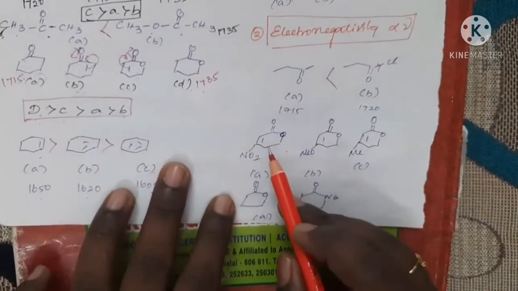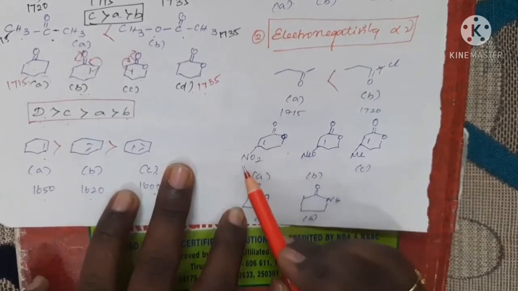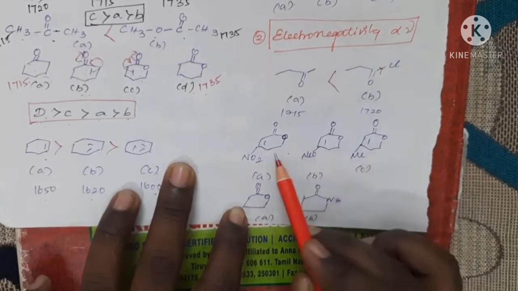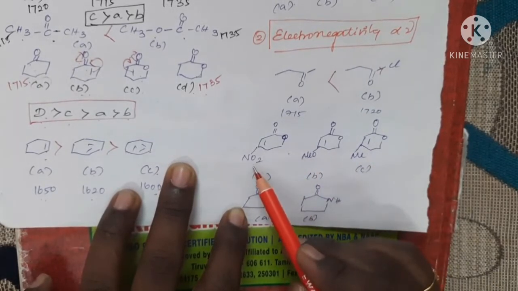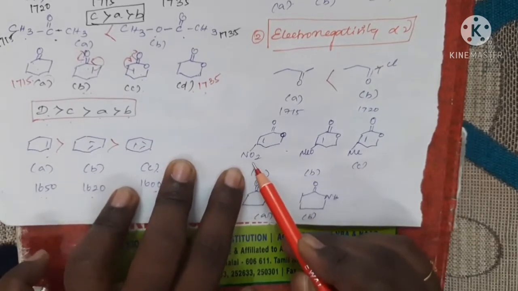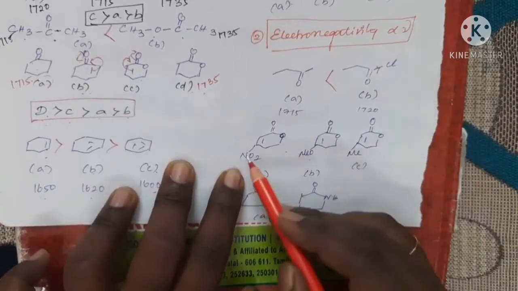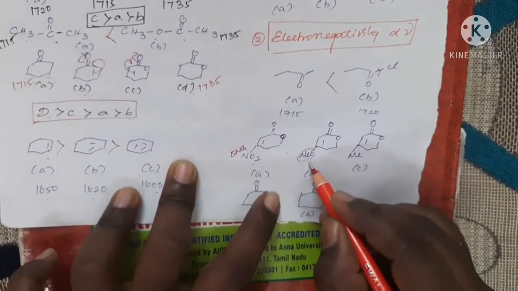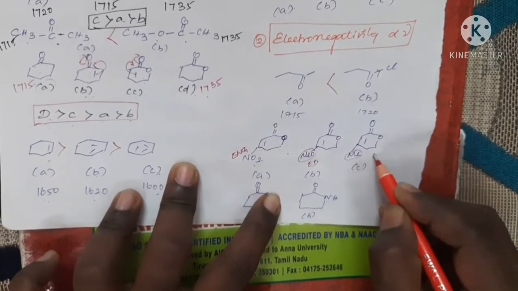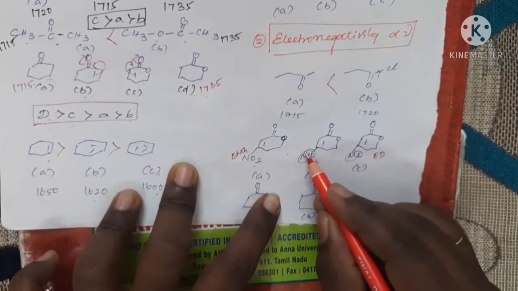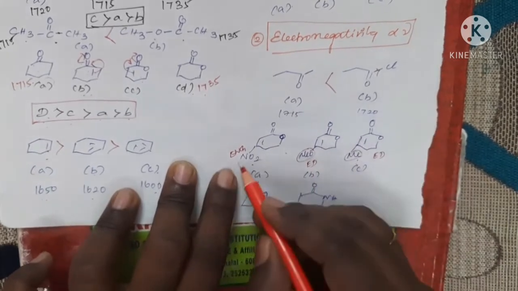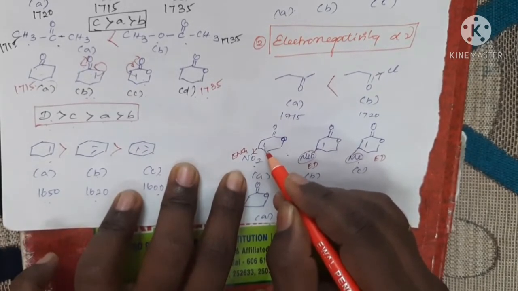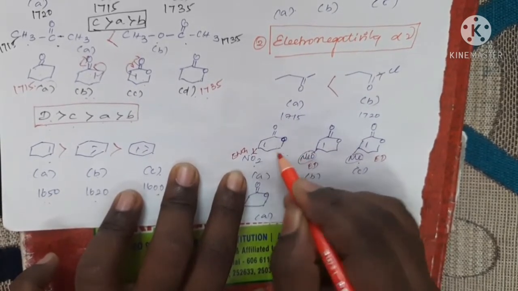And the next example is this one, A, B, and C, which has NO2. The ring is the same, an ester group with the conjugation, the same in all three cases. The difference is the functional group, that is here NO2, MeO, and Me. We know that NO2 is an electron withdrawing group, and this MeO is electron donating, and this Me is also electron donating. The electron donating capacity of MeO is higher than Me. And NO2 withdraws electrons, so the availability of electrons for conjugation decreases, and so the value increases.